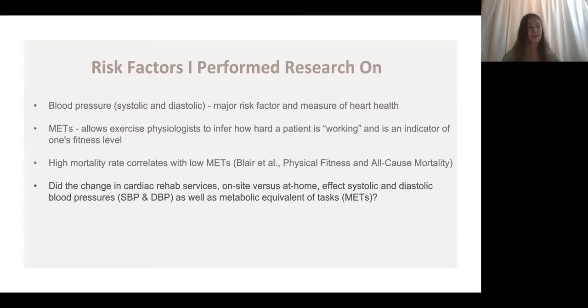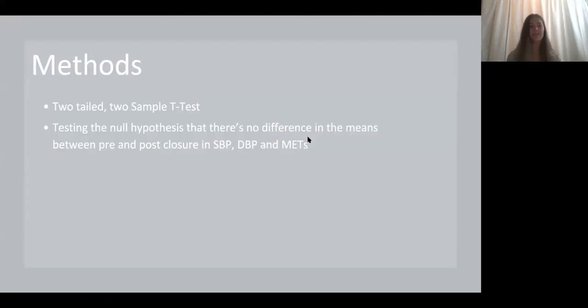So with this, my research question is, did the change in cardiac rehab services on-site versus at home affect systolic and diastolic blood pressures, as well as the metabolic equivalent of task, otherwise METs? Methods. I used a 2-sample, 2-tailed t-test where I tested a null hypothesis that there's no difference in the means between the pre and post closure for systolic blood pressure, diastolic blood pressure, and METs.